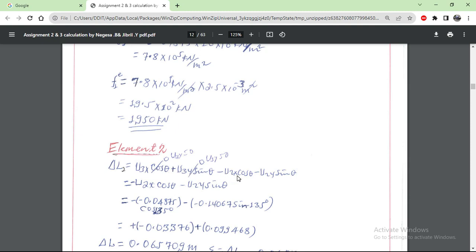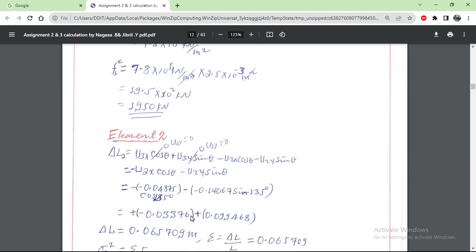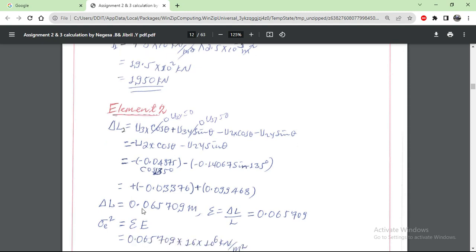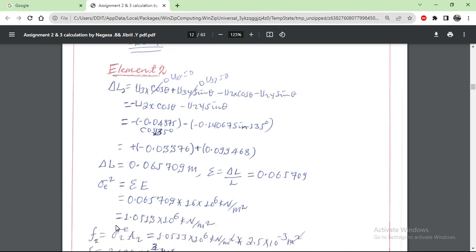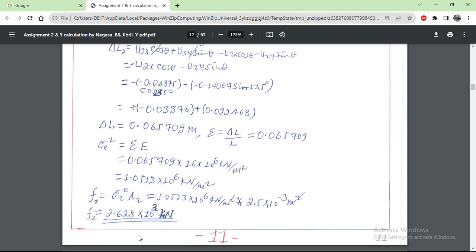Then we have this one and this one. Substituting the values of u2x, u2y and u1, and with the angle of 135 degrees, we get the change of L. Change of L over L is equal to strain. From that we can easily calculate the stress of the object. Then element force is equal to stress times area, so we get the element force on element number 2.